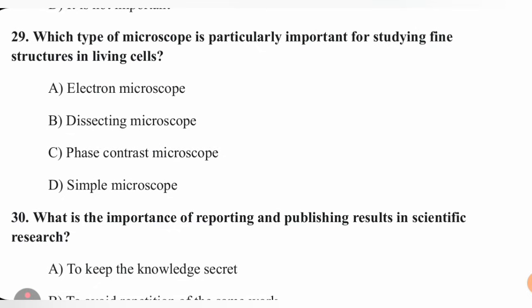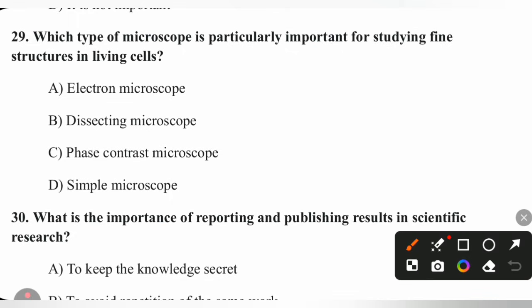Which type of microscope is particularly important for studying fine structure in living cells? Electron microscope, dissecting microscope, phase contrast microscope, simple microscope. The answer must be phase contrast microscope.